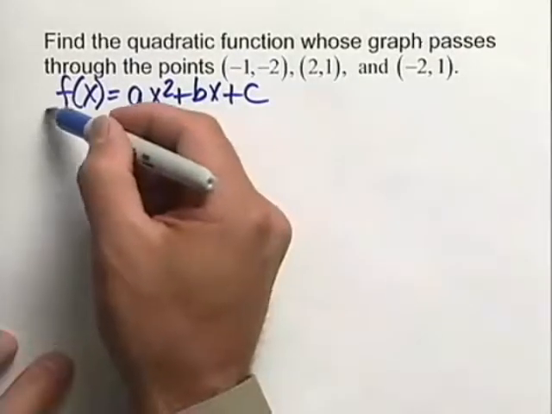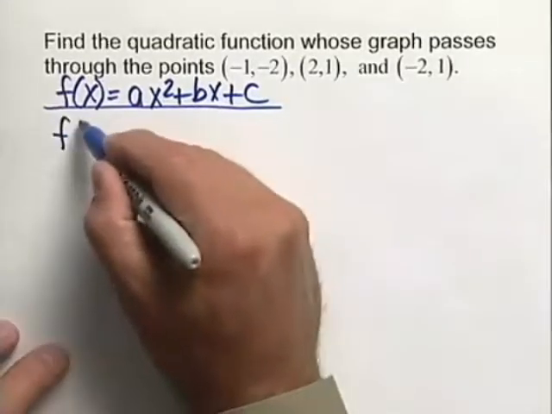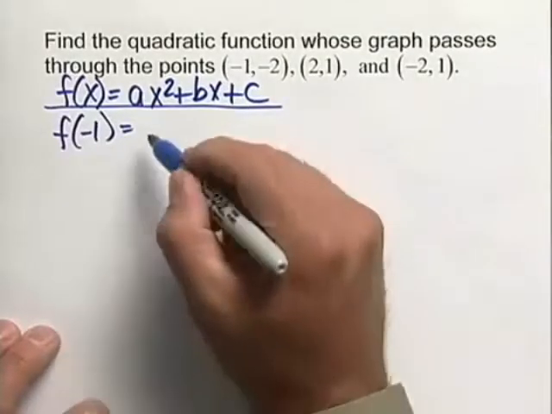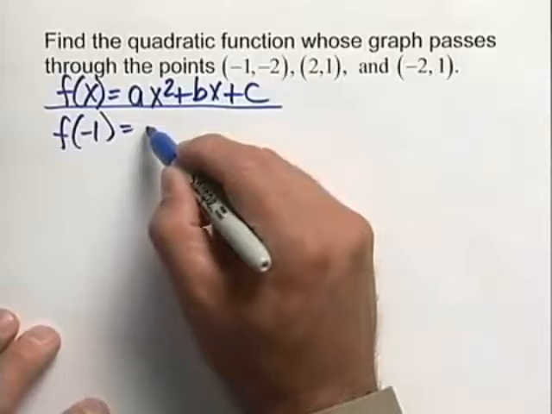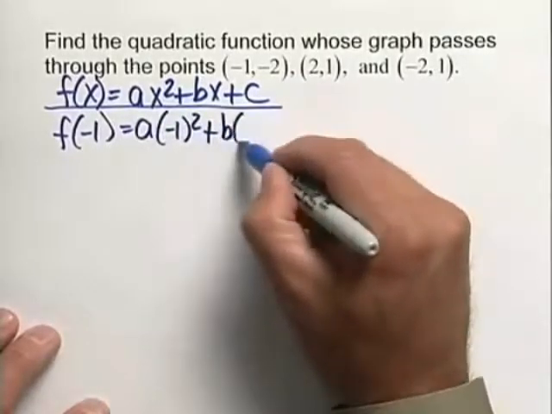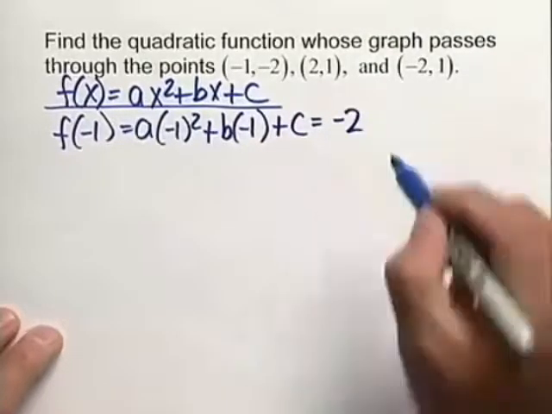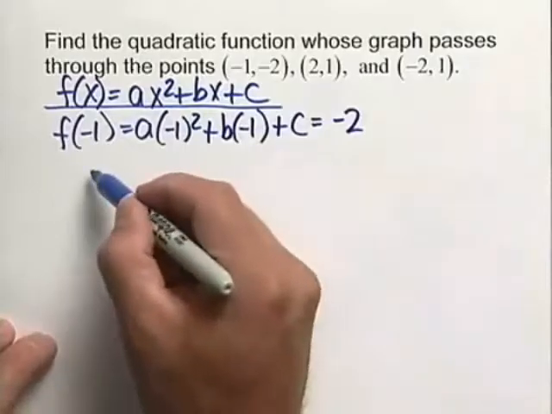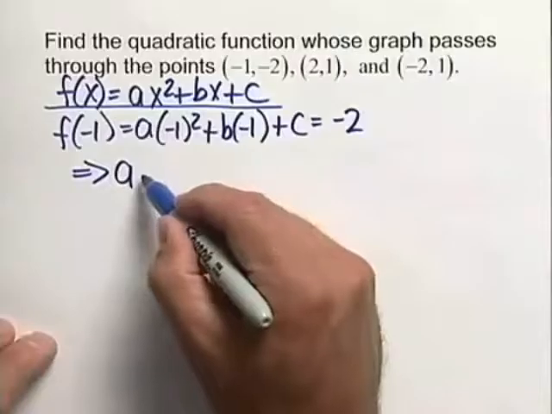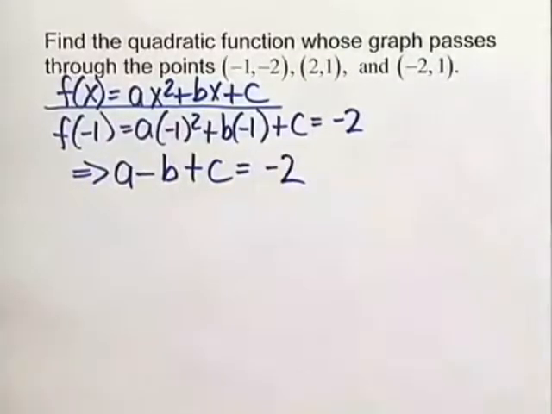What we'll do is evaluate this function in general, focusing our attention on the first ordered pair, f(-1). So we'll have a times (-1) squared plus b times (-1) plus c, that has to equal -2. If we clean this up, we have a minus b plus c is equal to -2.